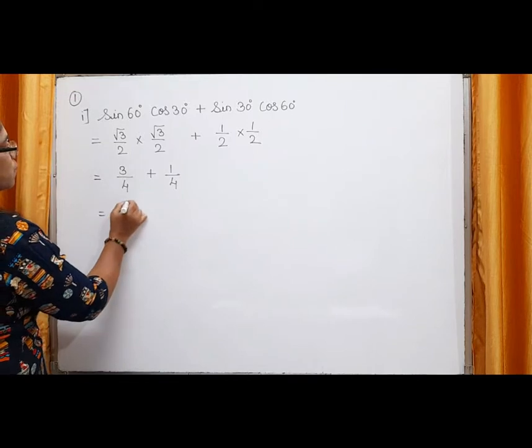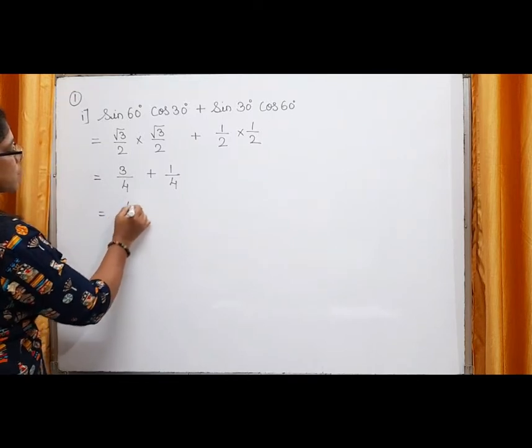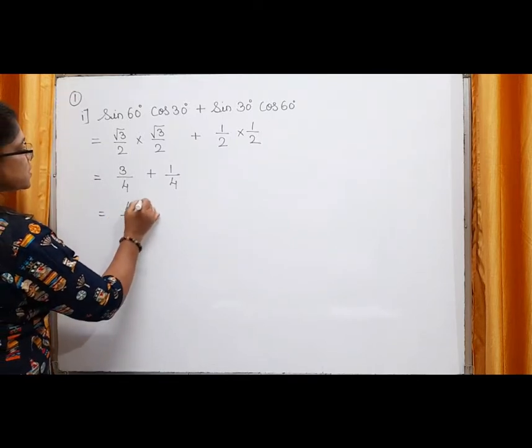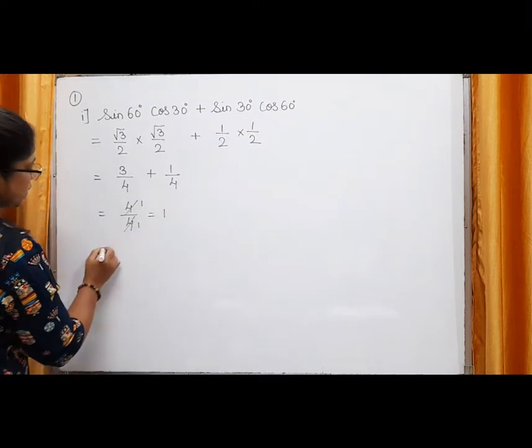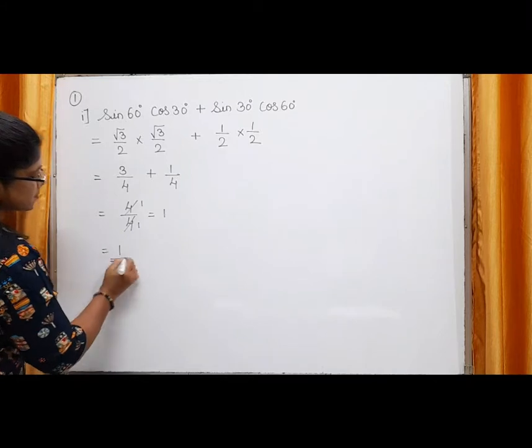3 plus 1 is 4, 4 upon 4. 4 ones are 4. This is equal to 1. So, the answer is 1.